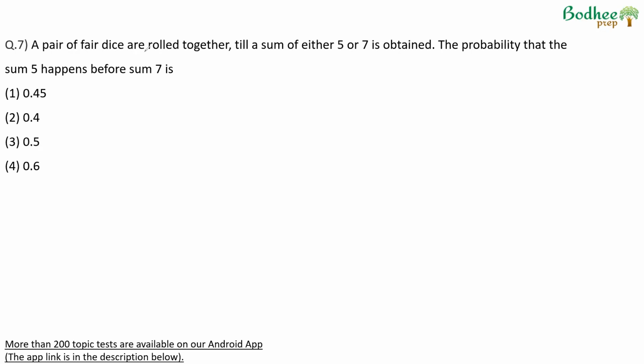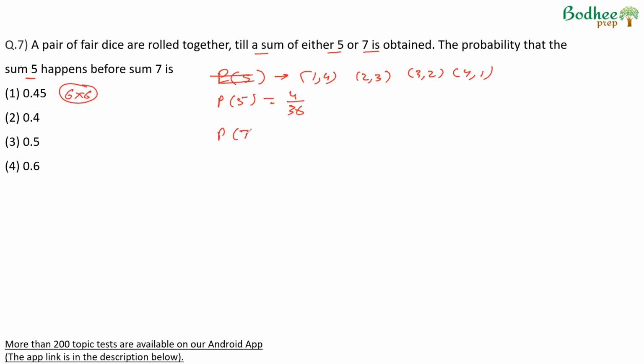A pair of fair dice are rolled together till a sum of 5 or 7 is obtained. Find the probability that a sum of 5 happens before 7. Probability of a sum of 5: for 5 we need 1 and 4, 2 and 3, 3 and 2, 4 and 1. So probability of a sum of 5 will be 4 by 36. 2 dice means total outcomes 6 into 6. Probability of a sum of 7: for 7 we can have 1, 6, 2, 5, 3, 4, 4, 3, 5, 2, 6, 1. 6 cases, 6 by 36. These are 10 cases done.